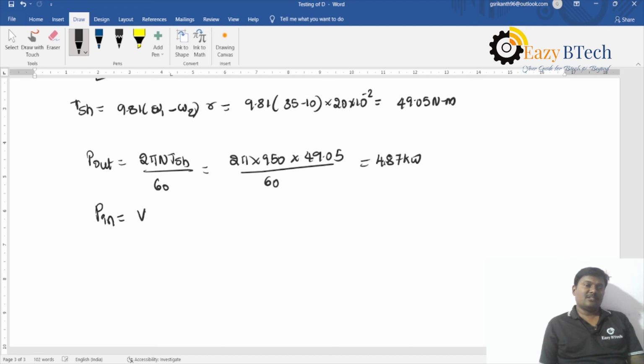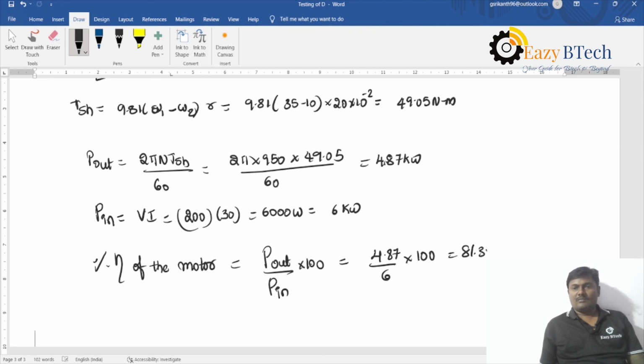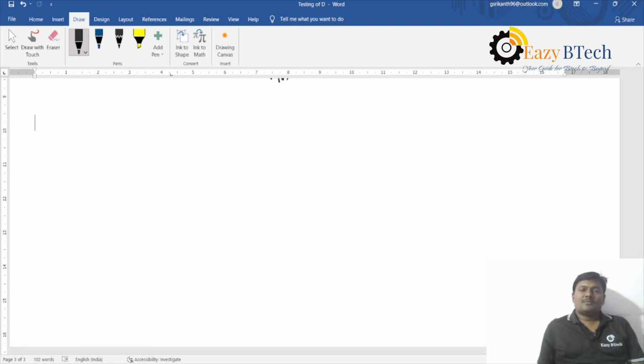Now the power output is equal to 2 pi N T by 60: 2 pi into 950 into 49.05 divided by 60. That should be equal to 4.87 kilowatts. Then the power input is VI, 200 into 30, 6000 watts, 6 kilowatts. Finally, efficiency of the motor is power output by power input into 100.